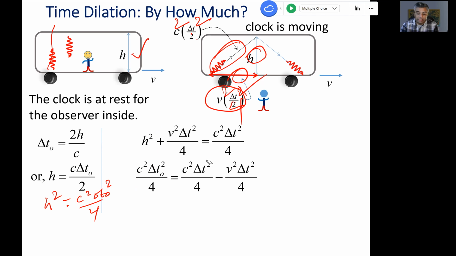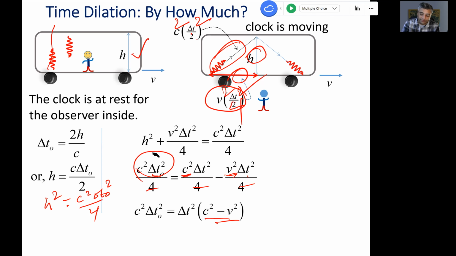So now let's relate delta t 0 and delta t. We want to bring them to the same place, which means we need to factor that. And 4 is everywhere, so we can cancel that. So let's simplify this, okay? I'm canceling 4 from each of the terms there and factoring delta t square from this side. When I do that, I get c square minus v square on the right hand side, and the left hand side is left with just this.